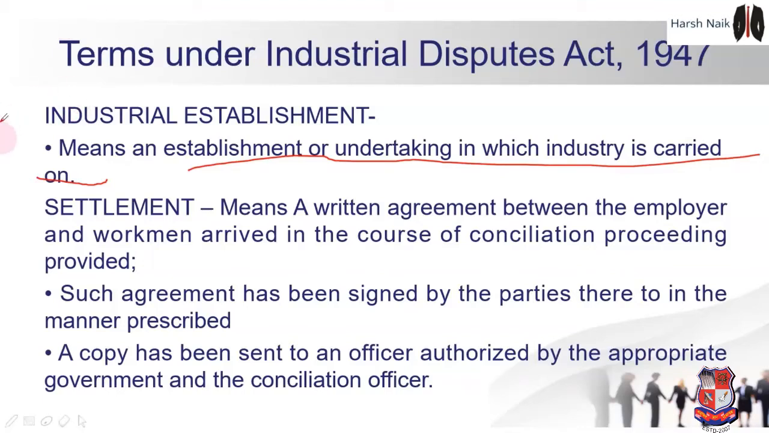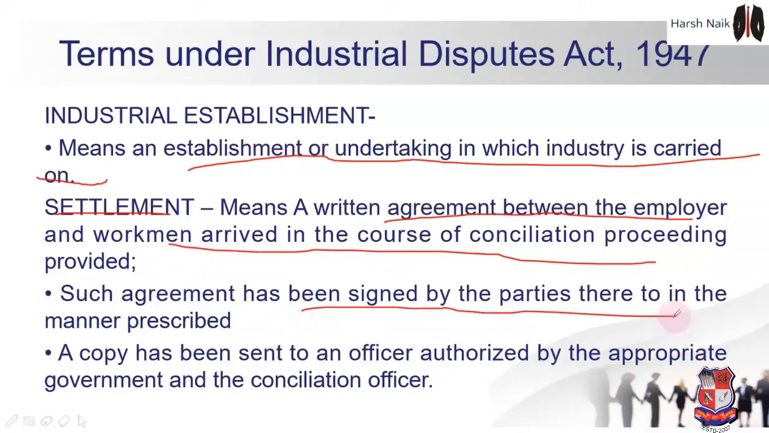Then settlement. What is the meaning of this settlement? It means an agreement between the employer and workman arrived at in the course of conciliation proceedings, provided the agreement has been signed by the parties in the manner prescribed, and a copy has been sent to an officer. Basically, settlement means any kind of compensation paid to the workers, right? For some required conditions. That is called settlement. And there will be a written agreement between workman and employer, and it will be signed by the workmen also, right? That they are agreeing to those settlements, right? That is called settlement.